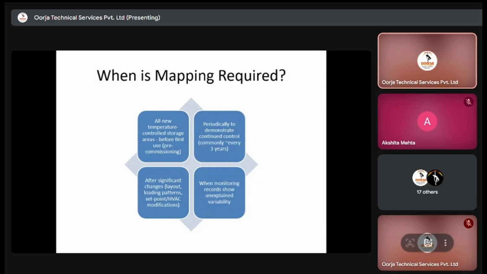And finally, as a diagnostic tool. If your routine monitoring record, as we all know that you keep records of the whole facility with the data logger and other things, and once you feel that yes, during the monitoring we are observing certain variations, then to verify the compliance, to verify whether the area is maintaining accordingly or not, we require temperature mapping.